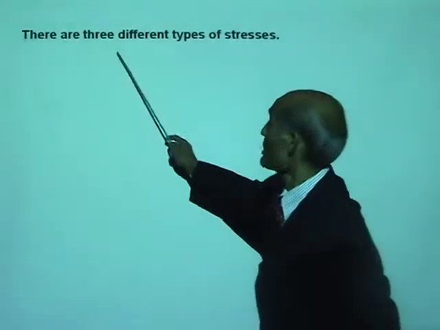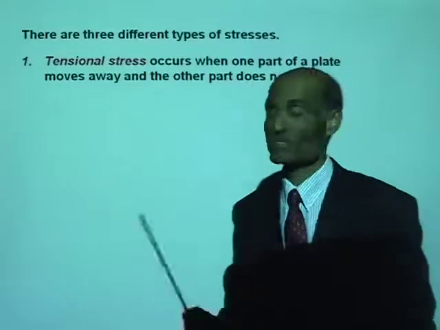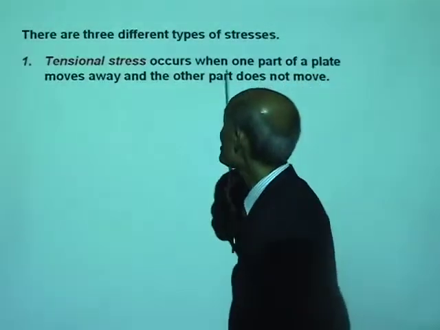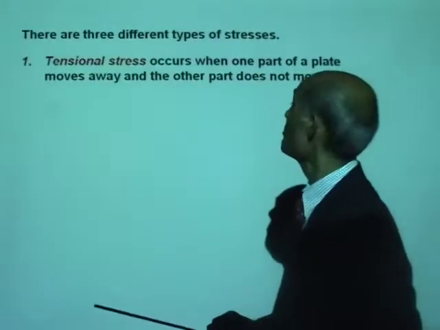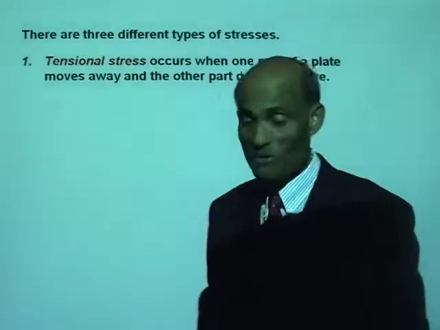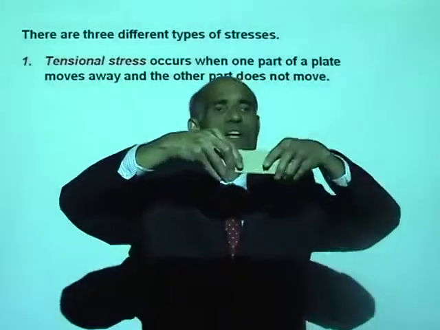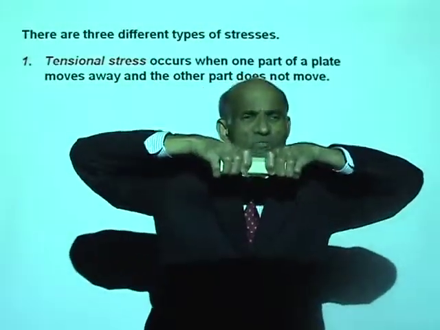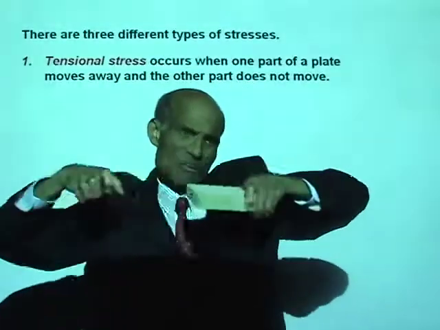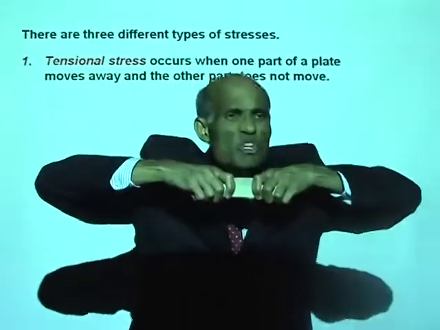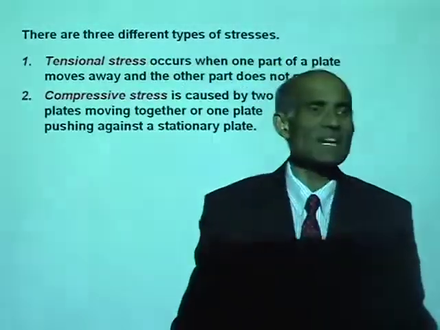Now, there are three types of stresses. Let's look at these stresses. The first one is called tensional stress. That is when one part of the plate moves away and the other part does not. Now look, if this is a piece of rock and if I pull it like this, can you see I'm pulling with the left hand to the left and the right hand to the right? These are tensional stresses. It pulls from either side.